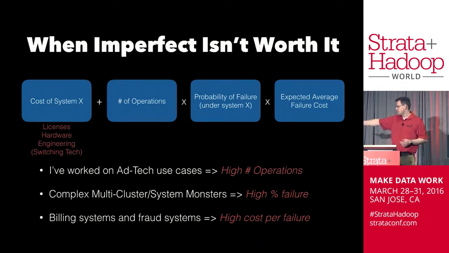So, ad tech use cases I've worked on have a tremendous number of operations. The probability of failure varies, but it's not zero. And the expected failure cost, maybe it's 50 cents, maybe it's $1, maybe $1.50. Not particularly expensive, but when you multiply it by the number of operations and the fact that you're running 24/7 forever, it's a huge amount of money. Tremendous. Complex multi-cluster systems and monsters.